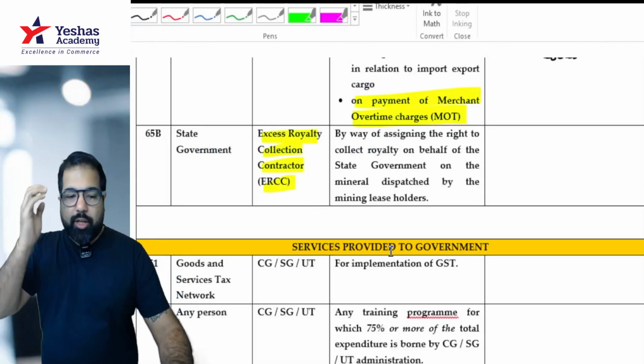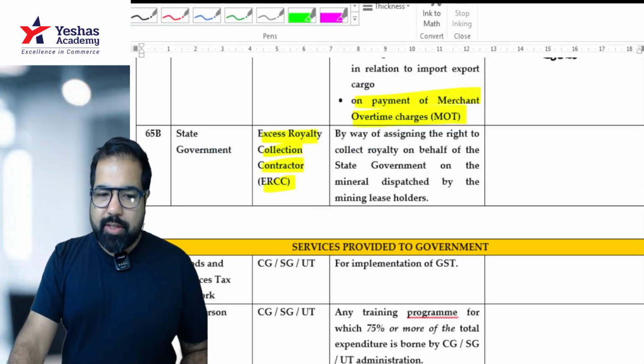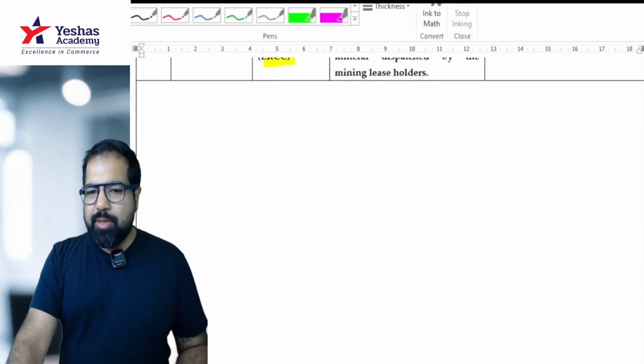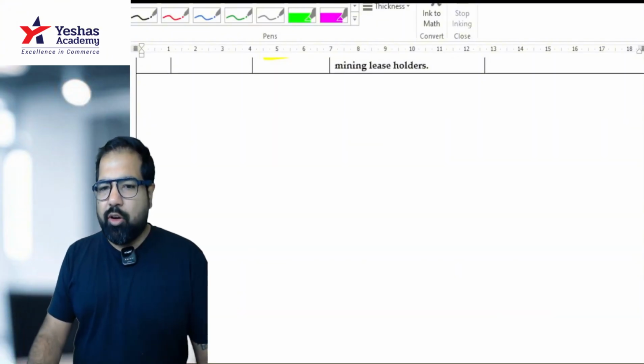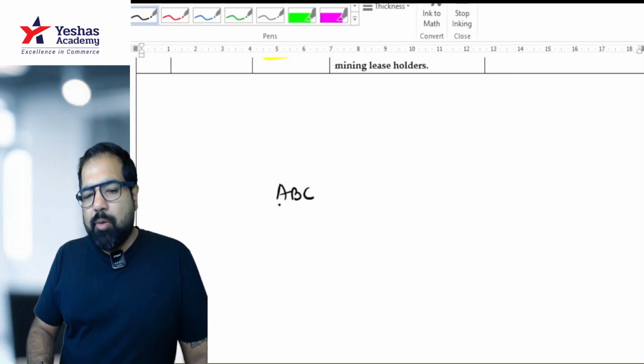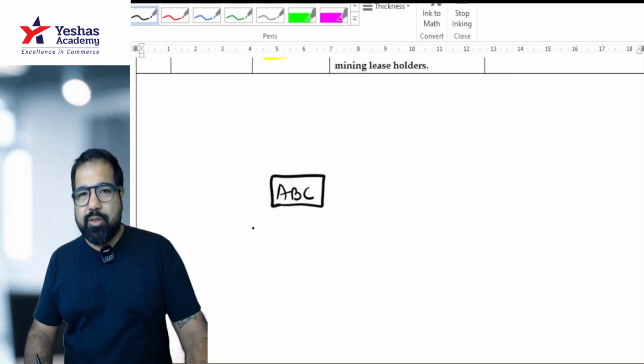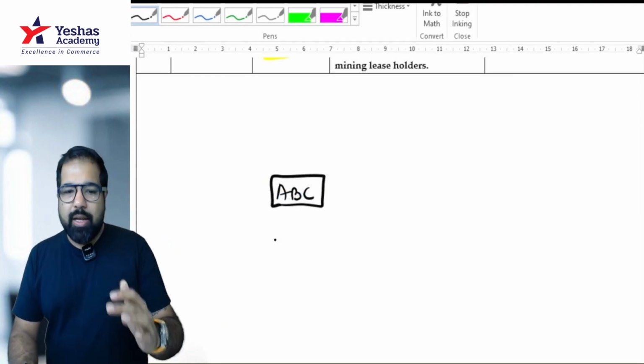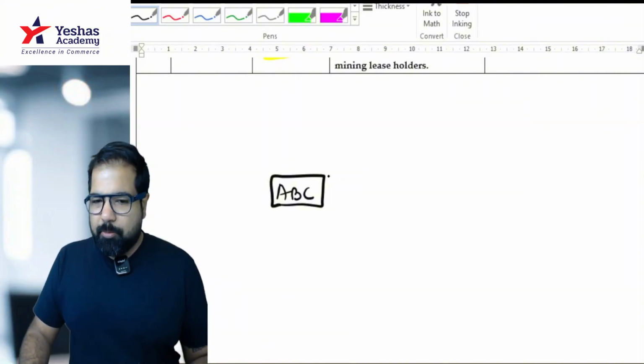Services provided to the government. Excellent. Guys, this is also very interesting. First, let's understand what is this government services provided to the government, and then we'll talk about it. Guys, you are a company, let's say ABC, and you are providing services, but you're not providing services to random people, you're providing services to the government. Let's see which of these services are exempt.